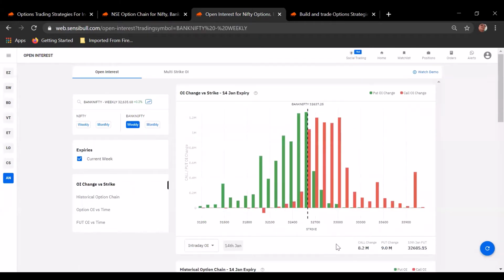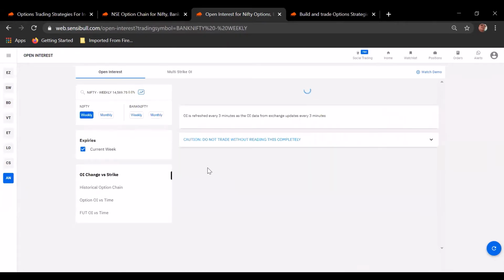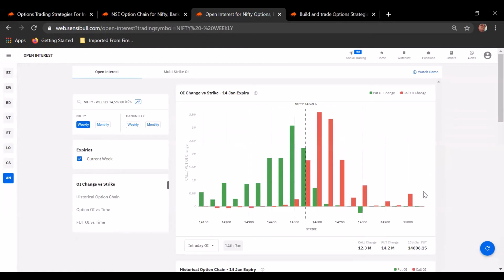If you look at the Bank Nifty here, you can see that the call is about 8.2 and the puts are about 9.0 million. Now, it is not necessary that it will happen just like that, but it is likely. So this tells me that there is probably a likelihood of going up, but mostly it looks like it is volatile because the data is more or less the same.